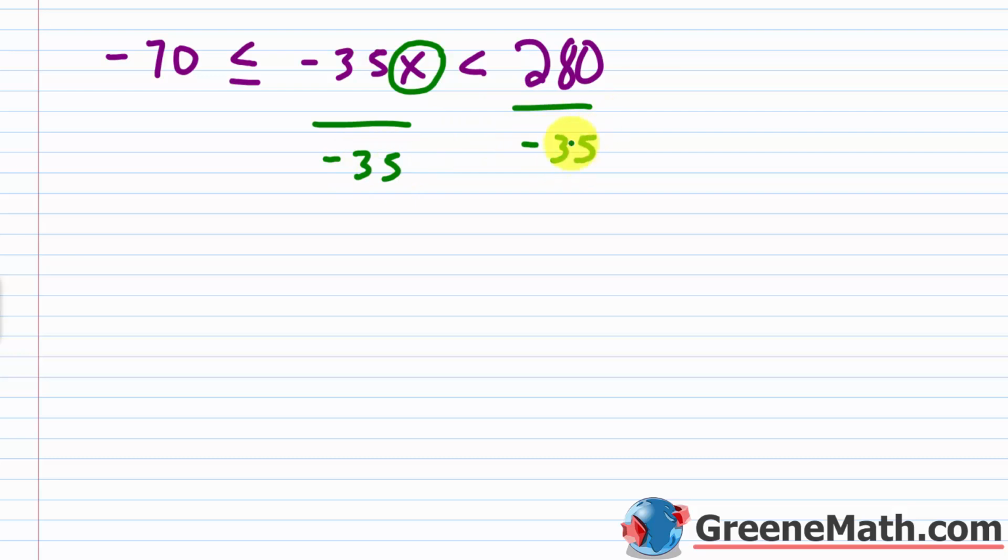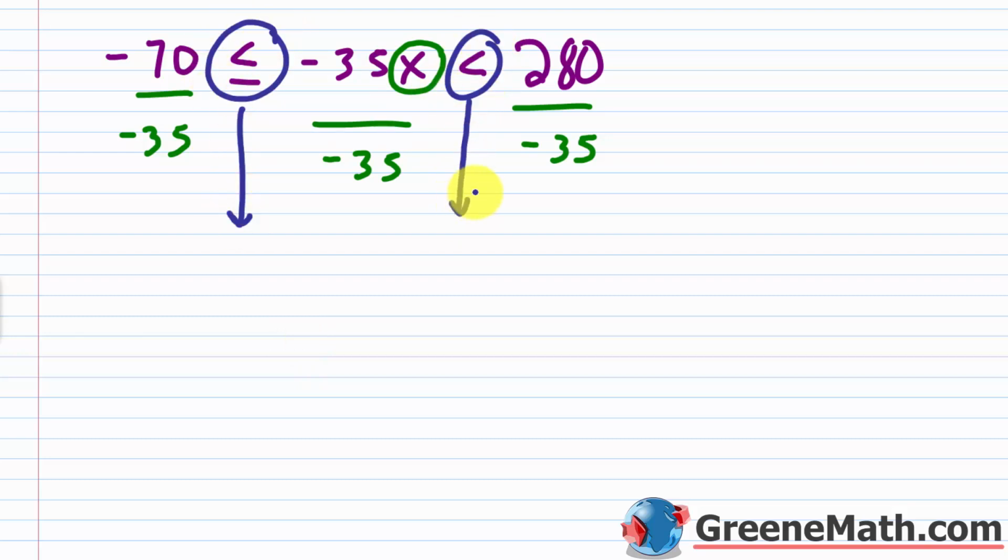But I've got to be very careful here because, again, when I work with inequalities, if I multiply or divide by a negative, I've got to flip the direction of the inequality symbol. So that means that this one right here has to get flipped, and this one has to get flipped. So the less than or equal to will become a greater than or equal to. The less than will become a greater than. So x will be in the middle. Negative 70 over negative 35 is going to be positive 2. And 280 over negative 35 is negative 8.